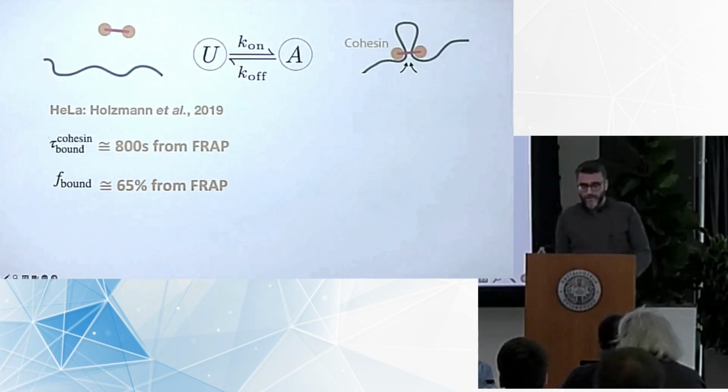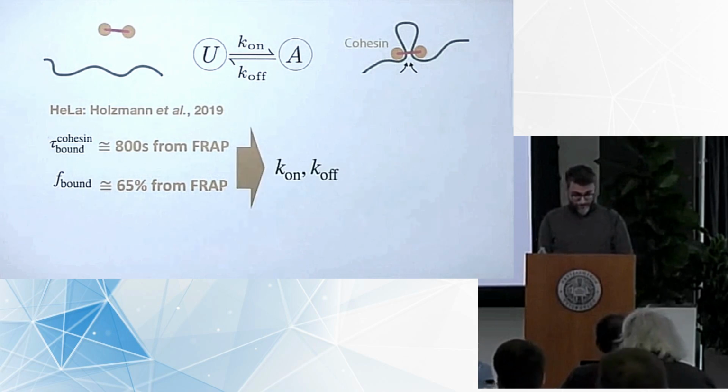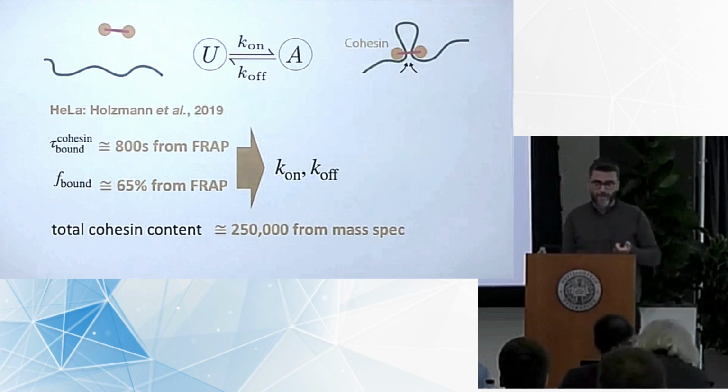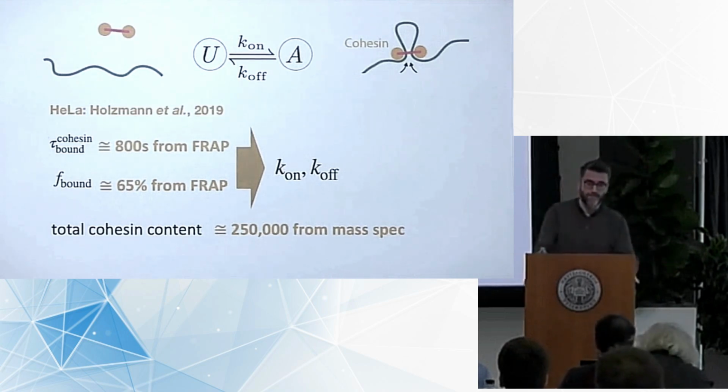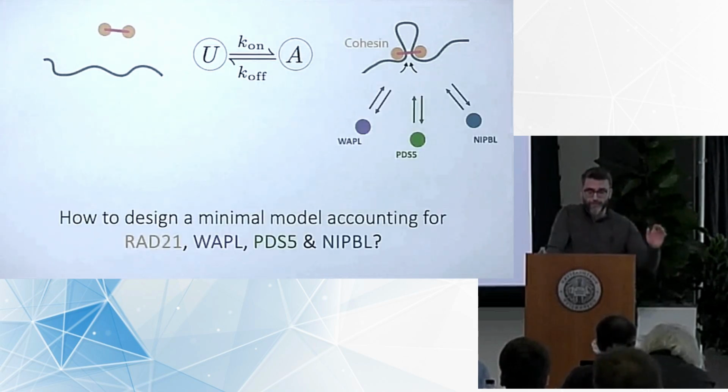So in HeLa, lifetime appears to be about 800 seconds. The fraction bound appears to be about 65%. We can use these 2 known factors, the 2 equations, to calculate K on and K off. We can obtain the number of extruders per KB in our simulations by using the absolute abundance from mass spec divided by the length of the HeLa genome. Okay, so hopefully everyone's on board with that.